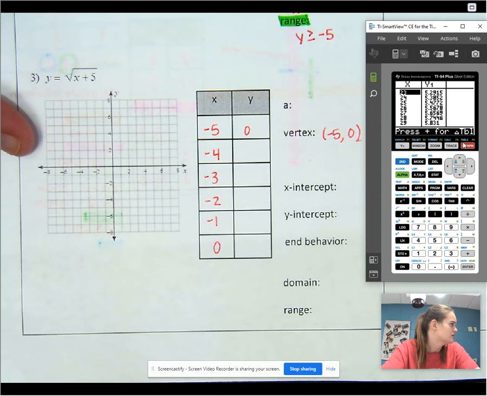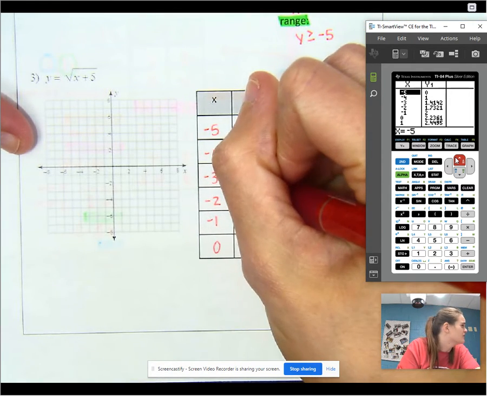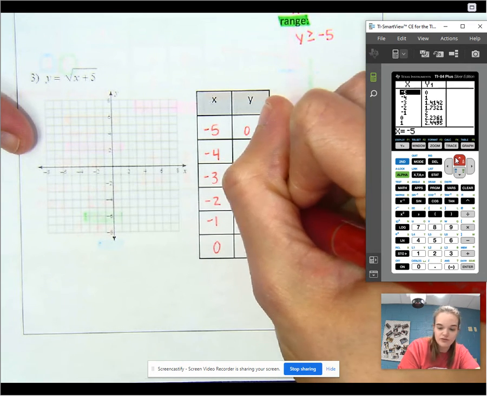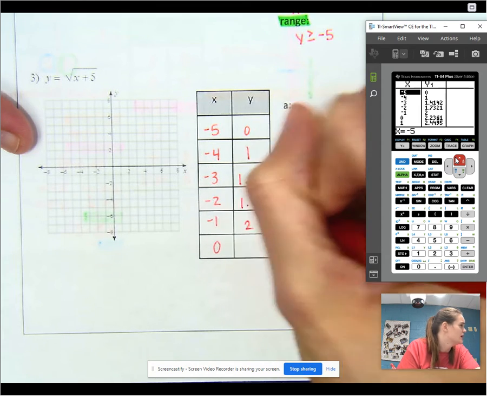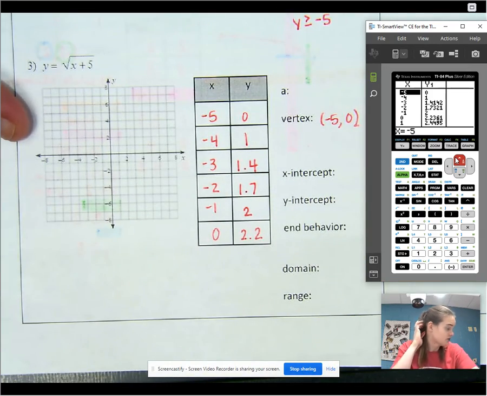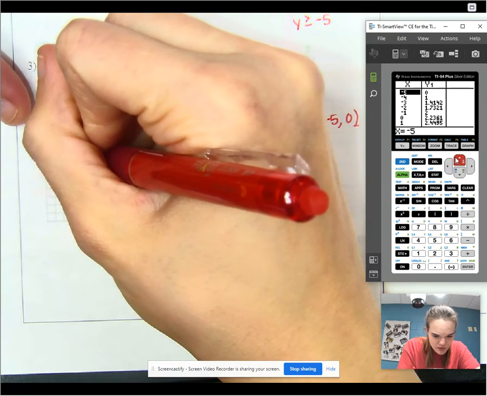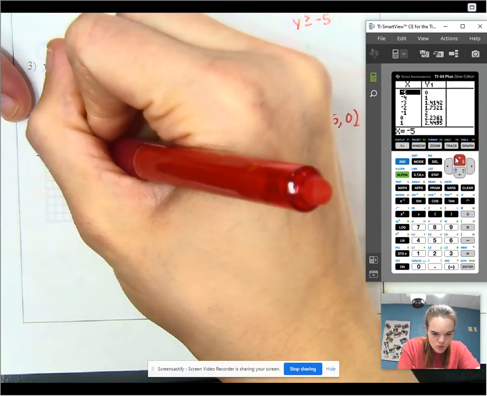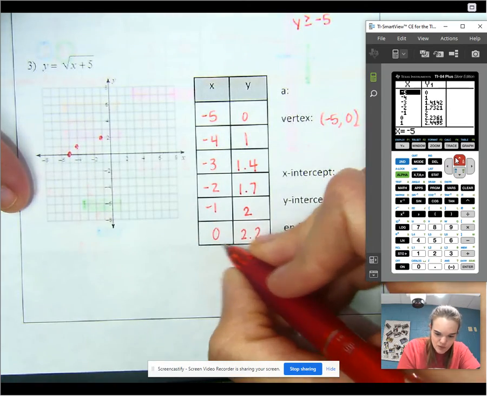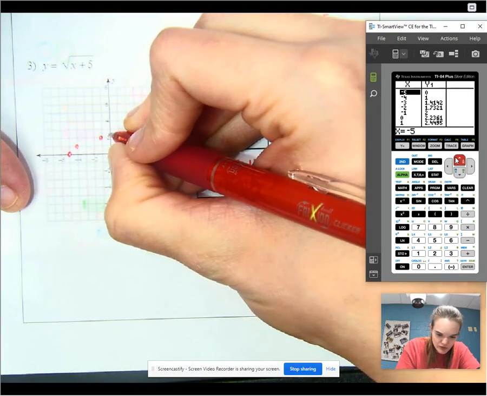Second graph. Okay, I need it. Whoa, I got it all the way up to 0. No, to negative 5. Negative 5 is 0. Negative 4 is 1. Negative 3 is 1.4. Negative 2 is 1.7. Negative 1 is 2. And 0 is 2.2, which is going to be one of our intercepts. It's going to be the y-intercept, I'm pretty sure. Negative 5, 0. Negative 4, 1. I'm going to skip down and graph negative 1, 2. And then, like I said, this is the y-intercept, so I'm going to graph it. 0, 2.2.